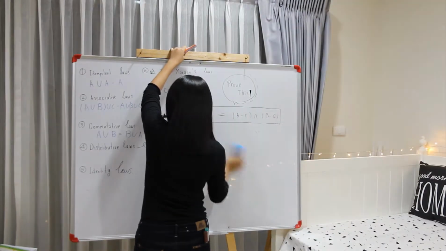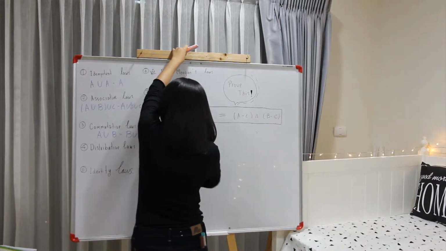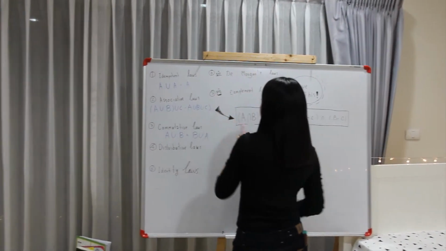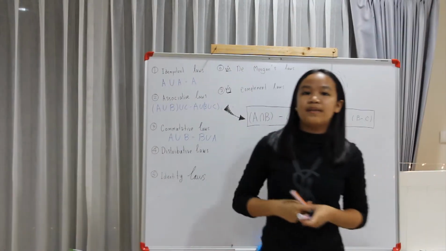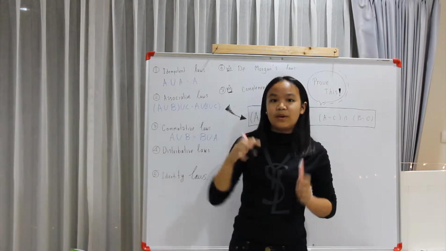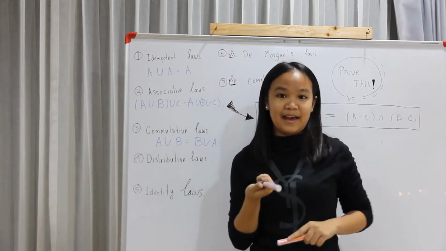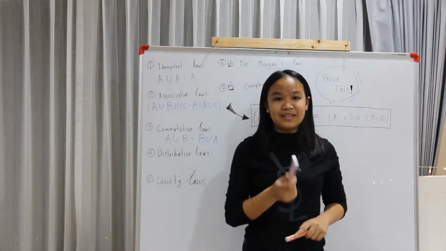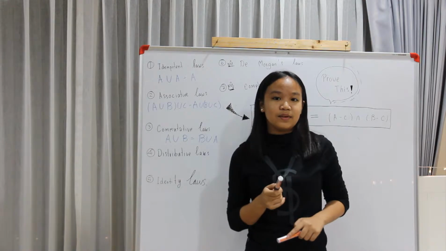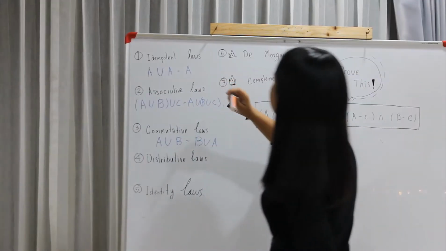Okay, next is identity laws. Identity law is very easy. When A intersect empty set, we get empty set. If A union empty set, we get A. When A union universe, we get universe. But if A intersect universe, we get A. Okay. And De Morgan's law.